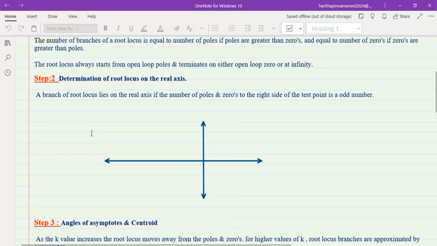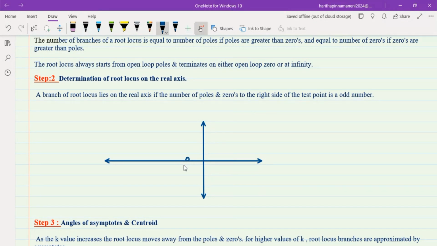Next, coming to step number 2, determination of root locus on the real axis. Take the previous example: at minus 1 we have a zero, at minus 2 we have a pole, and at minus 3 also we have a pole. Now whether a branch of root locus lies on the real axis or not, we are going to check in this step. For that, the condition is to take a test point. Suppose I want to check whether the root locus exists between this pole and this zero, then I will take a test point here.